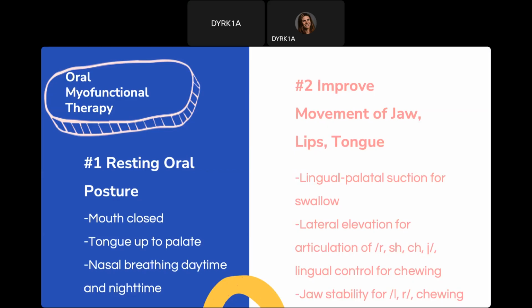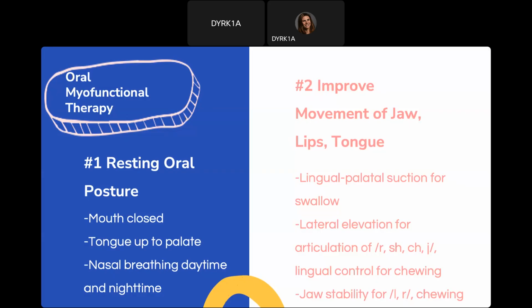Okay, so we talked a little bit about resting oral posture. The mouth should be closed, the tongue is up to the palate, and we are nasal breathing daytime and nighttime unless we're speaking or taking a bite of food. You can see this a lot in adults, but also in children. If we're breathing through our mouth at night, we're probably snoring. There's a lot of different things about mouth breathing that I'm going to touch on a little later, but just know that this is the optimal oral resting posture. Mouth is closed, tongue is up.